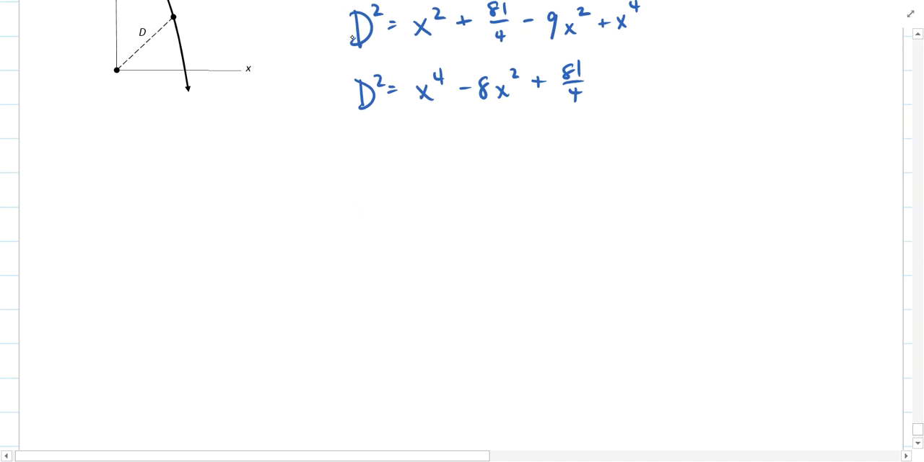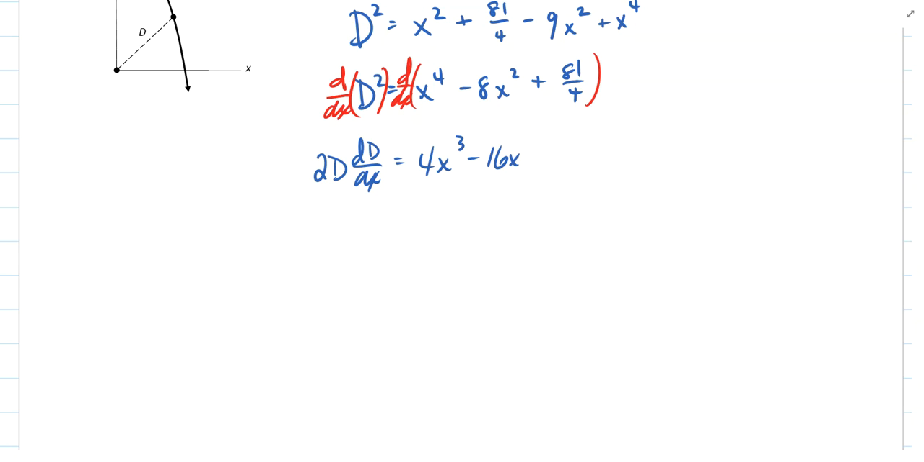To minimize this function, we would take the derivative of both sides. In this case, with respect to x would be just fine, so d/dx. And that leaves us with 2d times dd/dx equals 4x cubed minus 16x plus 0. And since we want the distance to be at a minimum, or the rate of change to be 0 at that particular moment, we'll set that equal to 0, and we now have the expression 0 equals 4x cubed minus 16x.